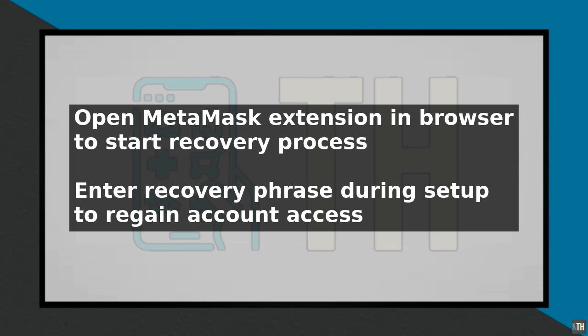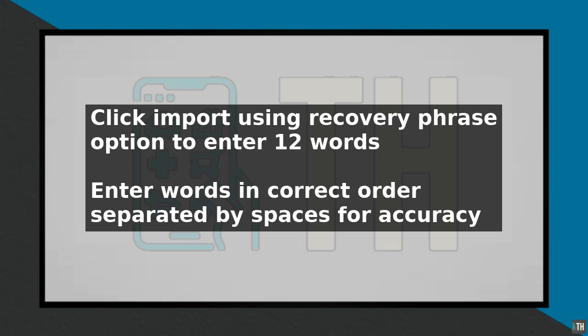You will then be asked to enter your recovery phrase, which is a list of 12 words that were generated when you first set up your MetaMask account. Enter the words in the correct order, separated by spaces. Make sure to double-check the words for accuracy, as entering them incorrectly can result in losing access to your account.